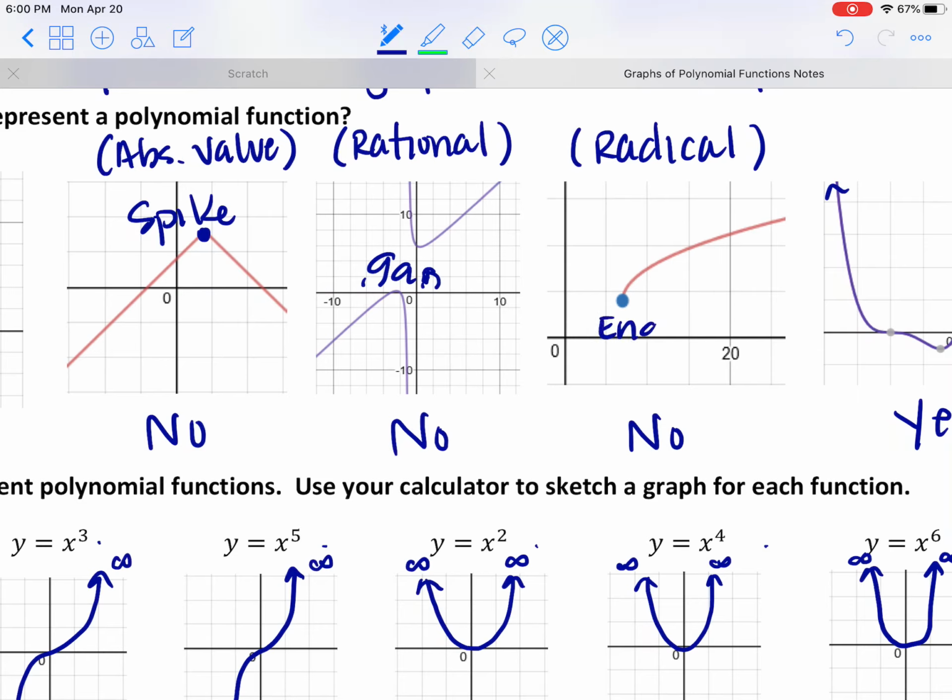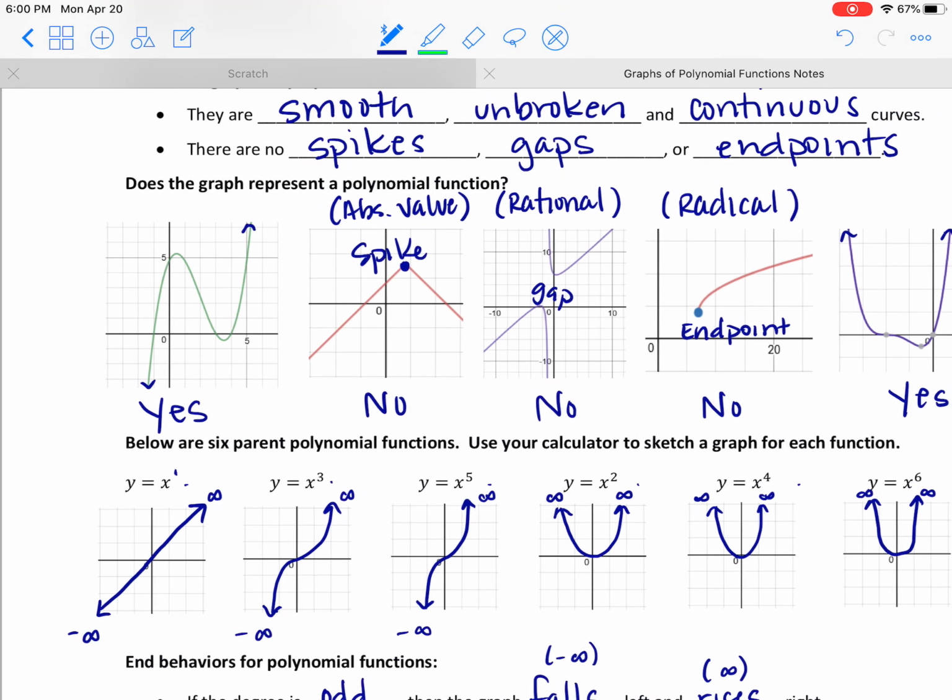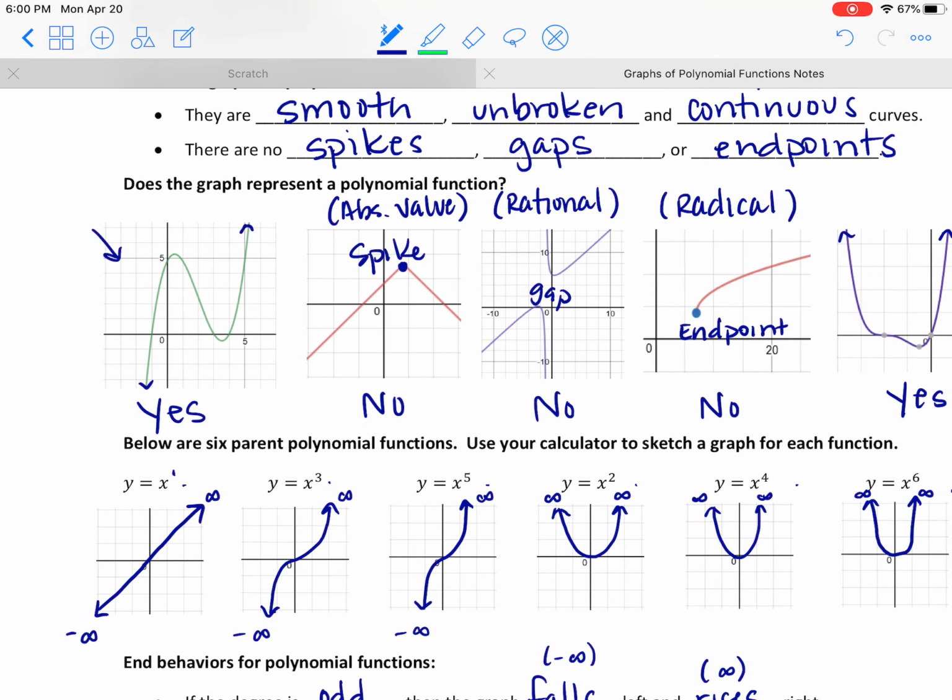oops, I think I just erased my work here. I swiped and I had my eraser on. There was a gap in here, no good.